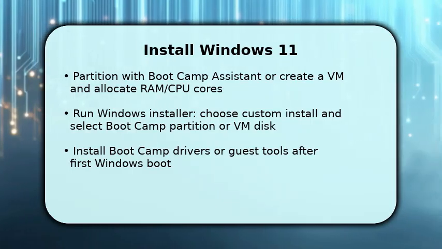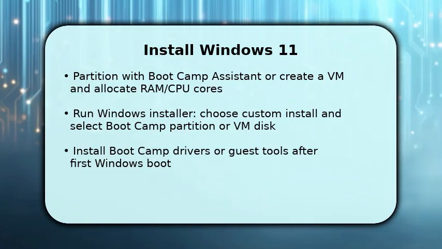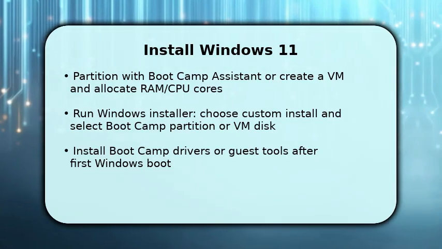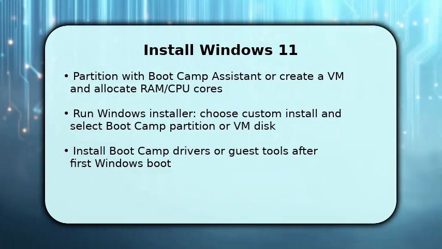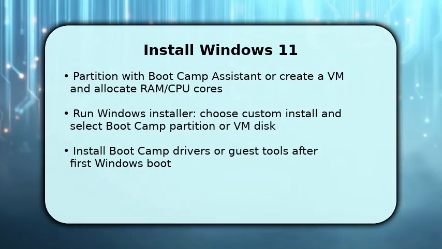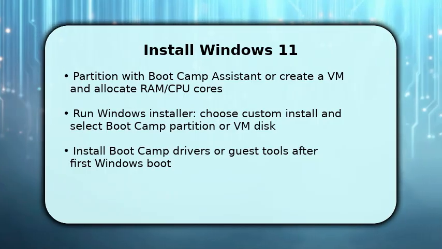For Boot Camp, open Boot Camp Assistant, create a partition, and let it reboot to the Windows installer. For virtualization, create a VM, assign 8 GB of RAM and CPU cores, attach the ISO, then start. During setup, choose Custom Install and pick the correct partition or virtual disk.